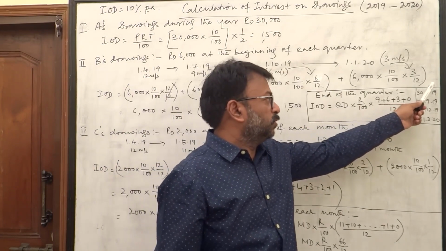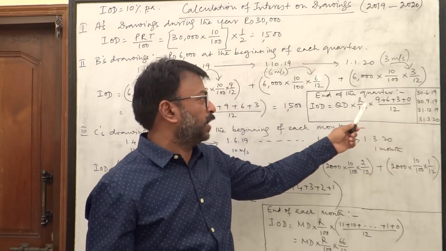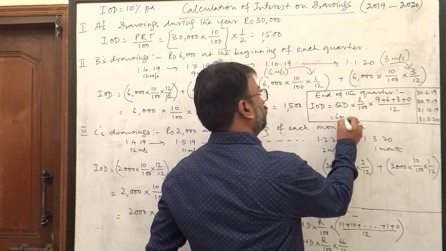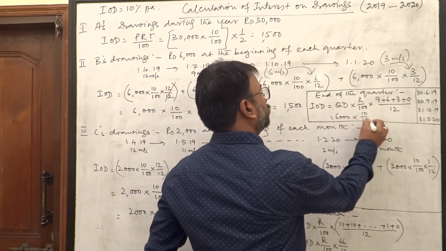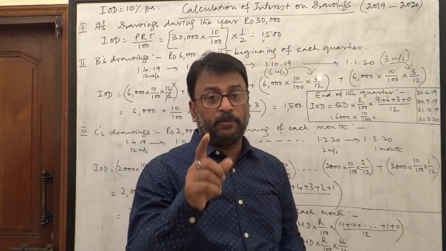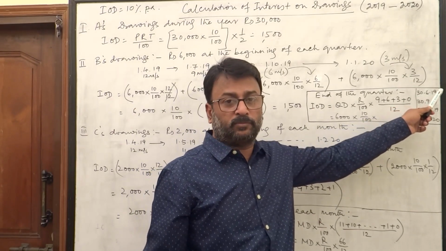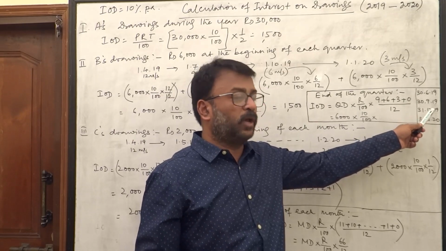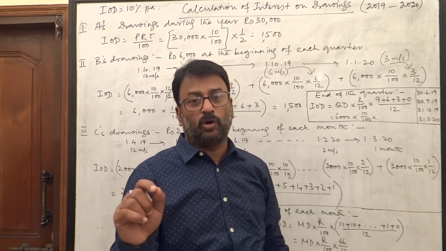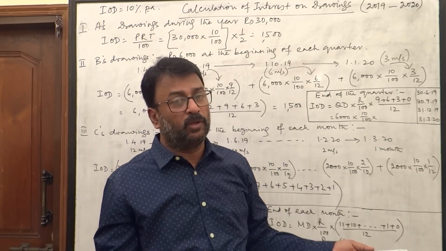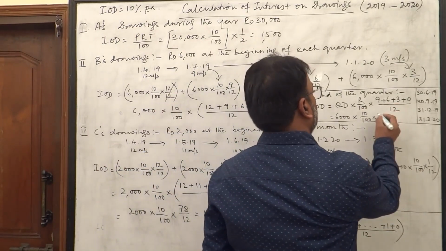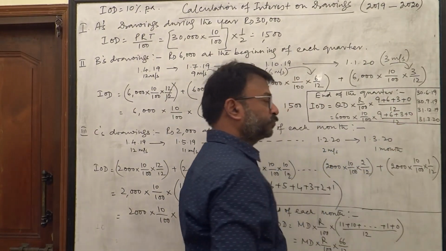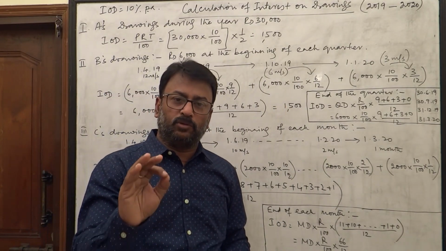Again your principal is common, 6000 every month. I have taken QD, quarterly drawing, 6000 you have to write here. Rate is common, 10%. But time is not common because first drawing you have to calculate for 9 months, second drawing for 6 months, third drawing for 3 months, and fourth drawing for 0 because that is the date of settling the final account. So that is why it is 9 plus 6 plus 3 plus 0 divided by 12. Very simple, you try once.